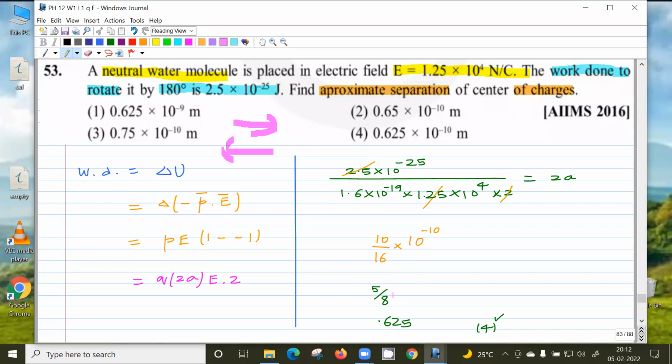And 10 by 16 is 5 by 8. You have to cancel 2, right? 2 times 5 and 2 times 8. And 5 by 8 is 0.625. This you can get. So 0.625 into 10 raised to minus 10. So the answer is option 4.